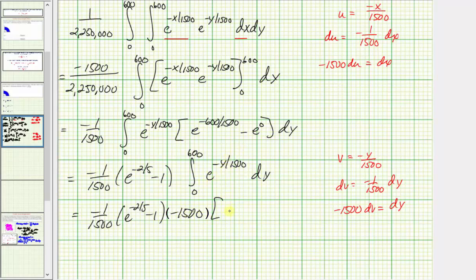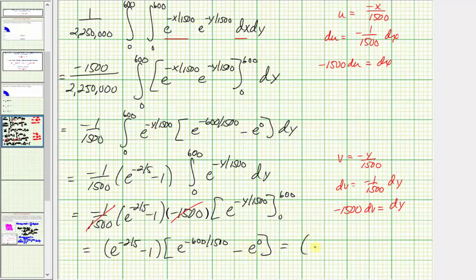And the antiderivative is going to be e to the v, which is really just e to the negative y divided by 1,500. Notice how this simplifies to 1. So we have e to the negative 2/5 minus 1 times, again, when y is equal to 600, we have e to the negative 600 divided by 1,500, minus, when y is 0, we just have e to the 0. So notice how these two factors are going to be the same.